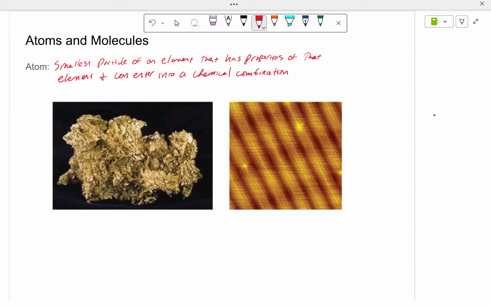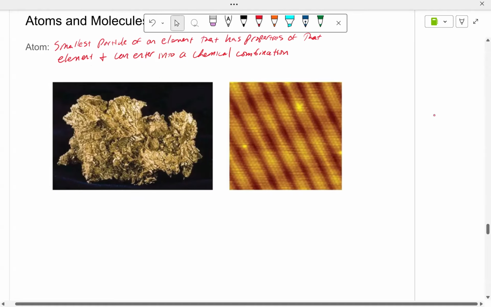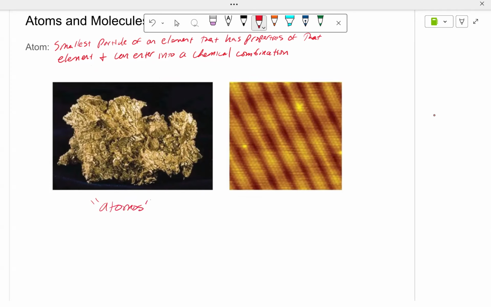So, for example, you can see on the left there's a chunk of gold. If you were to take that gold nugget and cut it in half, you get two smaller halves. And then you cut it in half again and again and again. Eventually, if we had the tools to do this, we would cut it down until we reach exactly 1 atom of gold. And at that point, you could not divide that anymore. In fact, that's what the name atom is based off of. Atom comes from the Greek word atomos, which means indivisible.